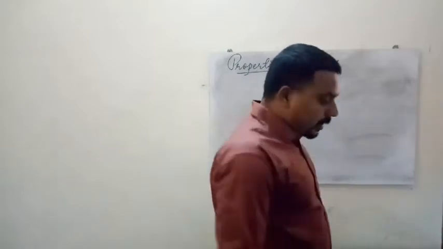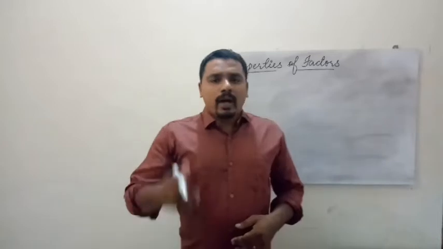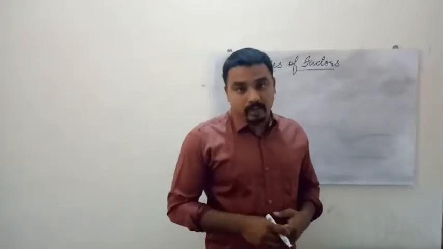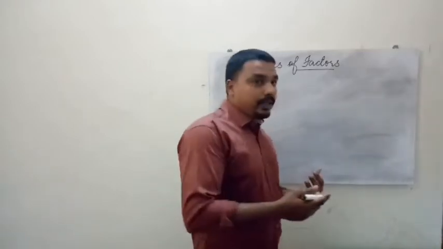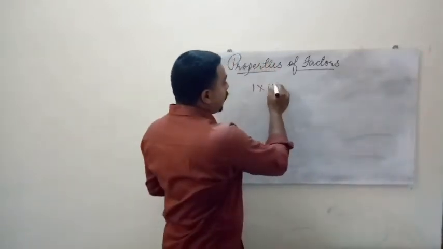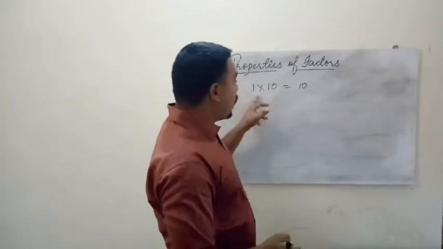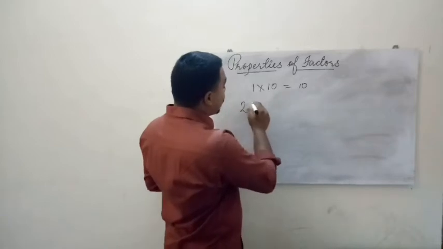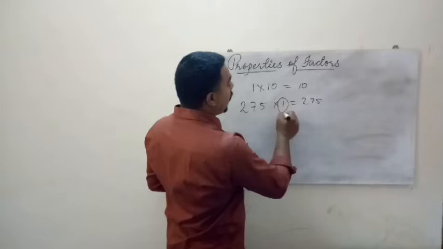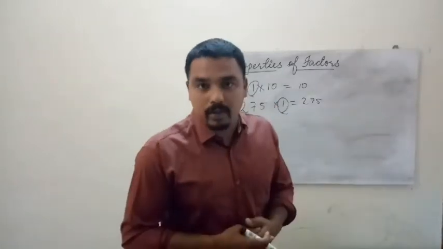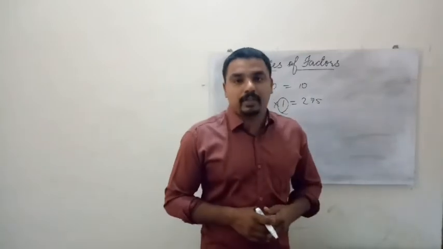See the properties of factors. 1 is a factor of every number. Just now we have seen that when we multiplied 1 into 10, we got the same number, the number itself. So 1 is a factor of, for example, 275, since 275 into 1 is equal to 275. So 1 is a factor of every number. That is the first property of factors.